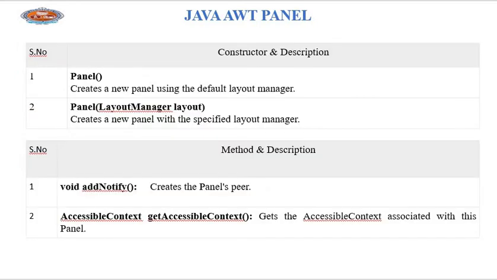Panel() creates a new panel using the default layout manager. Next one is Panel(LayoutManager layout), which creates a new panel with the specified layout manager. Next, method and description: void addNotify(), this method creates the panel peer. And next method is AccessibleContext getAccessibleContext(), which gets the AccessibleContext associated with this panel.